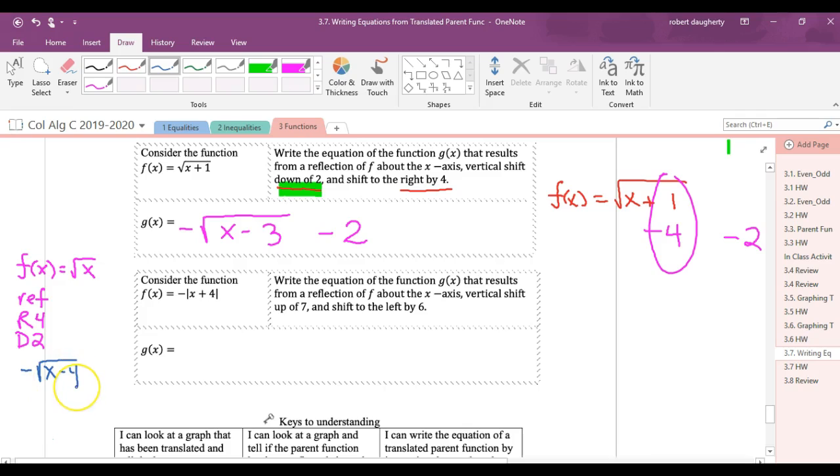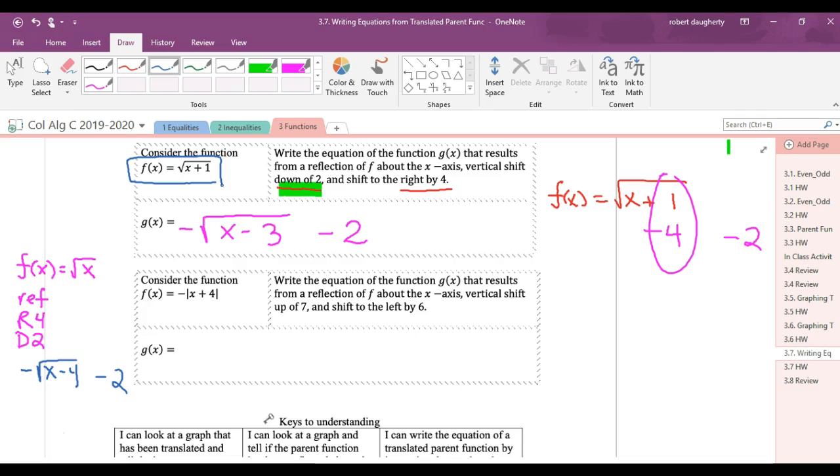Minus 4. And how do I move it down 2? Minus 2. Okay, this is what I've been doing up to this point of the lesson. Now I'm switching it. The function I'm starting with is this guy. Okay, so this function, how do you move it to the right 4? You have to subtract what? 4. Okay, so I'm starting with the square root of x plus 1.